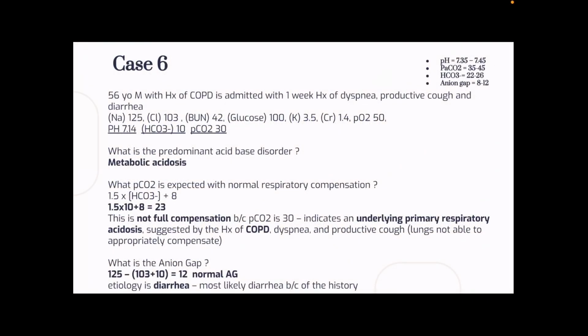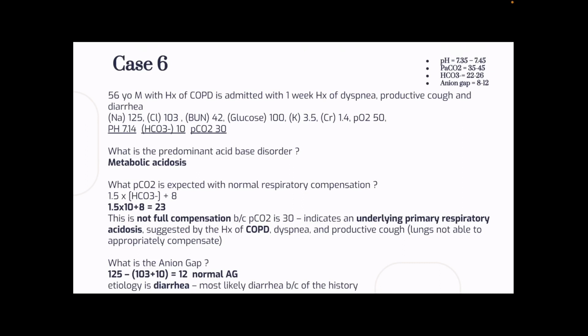Okay, coming to case 6. A 56-year-old male with a history of COPD is admitted with a 1-week history of dyspnea, productive cough, and diarrhea. These are the electrolytes, and looking at the pH, 7.14. He's in acidosis, and the bicarbonate is 10. It is low, and the CO2 is a little bit low, but not as low as the bicarbonate. So this makes me think it is a metabolic acidosis. So let's calculate the expected PCO2.